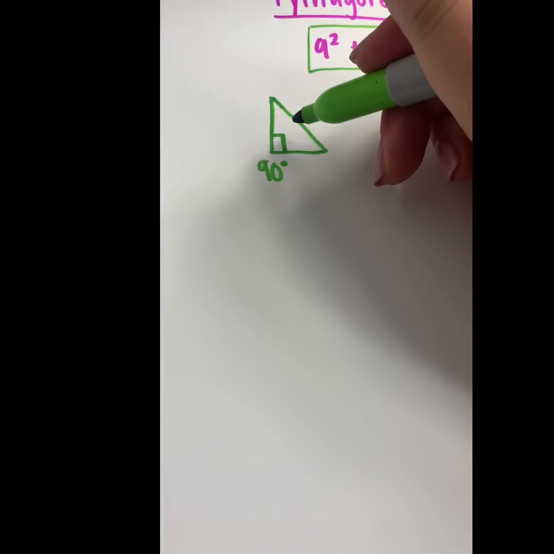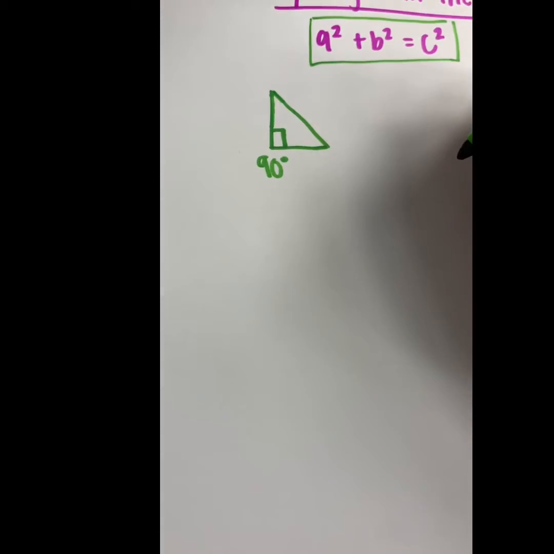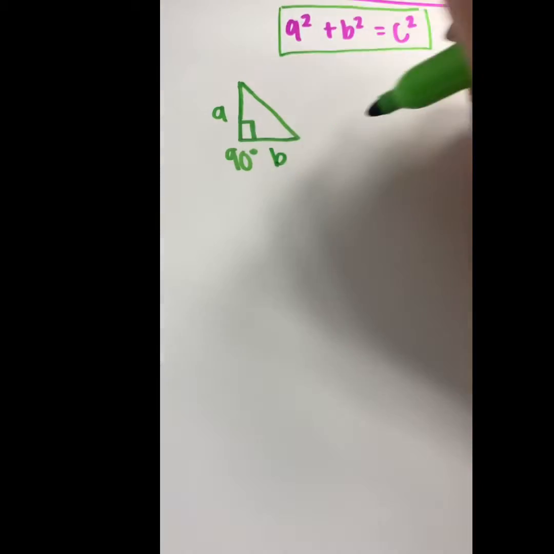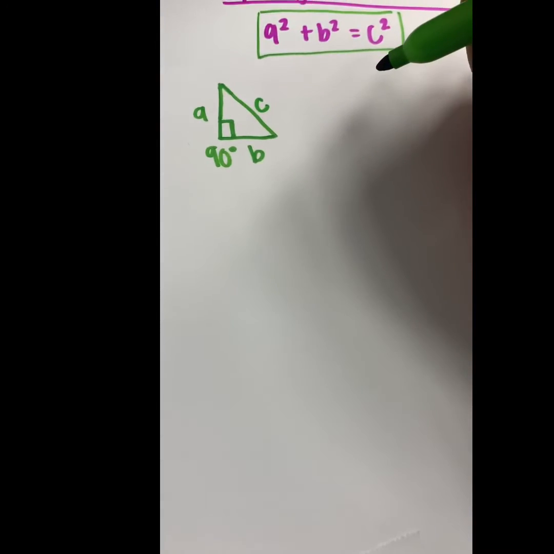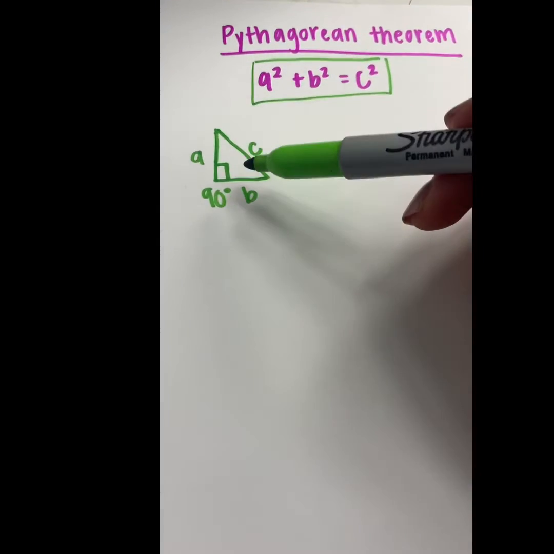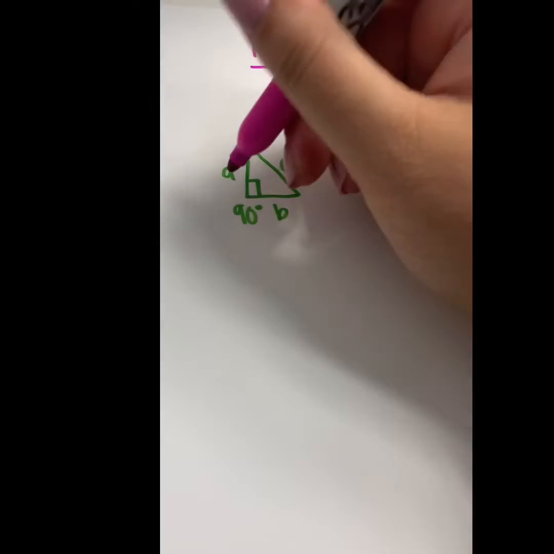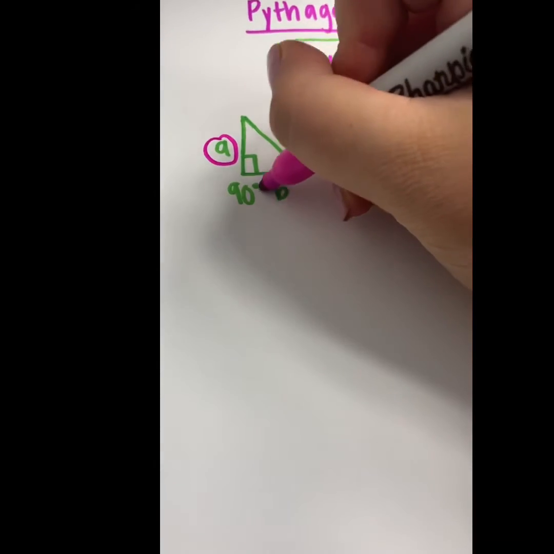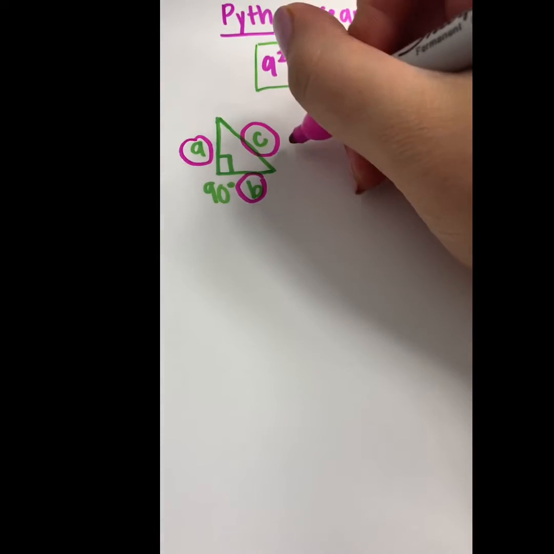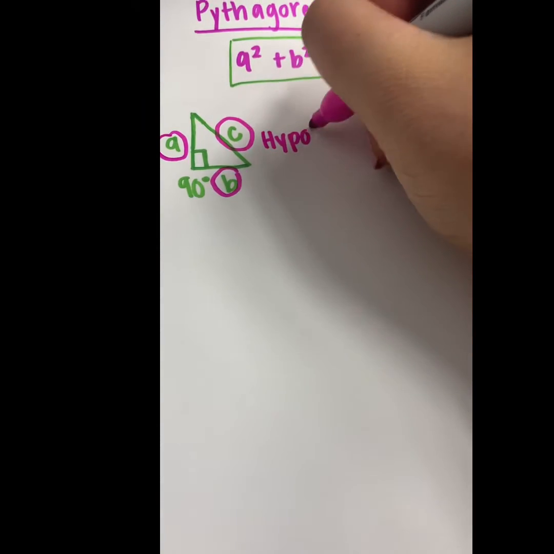Okay, so on our 90-degree angle, we're going to have three sides. Side A, side B, and side C. So if we look at our formula, we have A, B, and C. Those line up. Now, you have your side A, you have your side B. Side C is also called the hypotenuse.